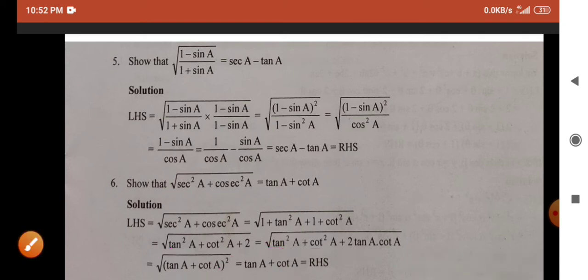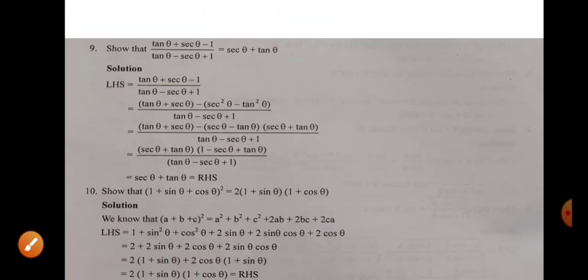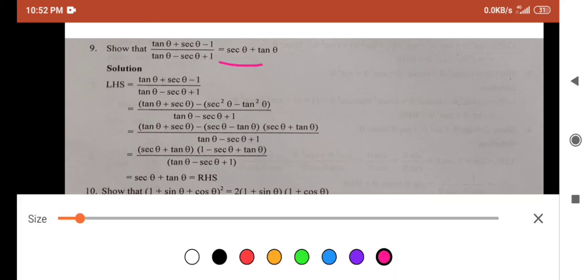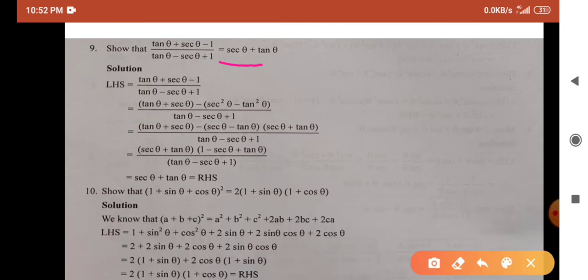Next example is, again, show that tan theta plus sec theta minus 1 upon tan theta minus sec theta plus 1, which is equal to sec theta plus tan theta. Got it? Let us consider here again LHS, tan theta plus sec theta minus 1 upon tan theta minus sec theta plus 1.